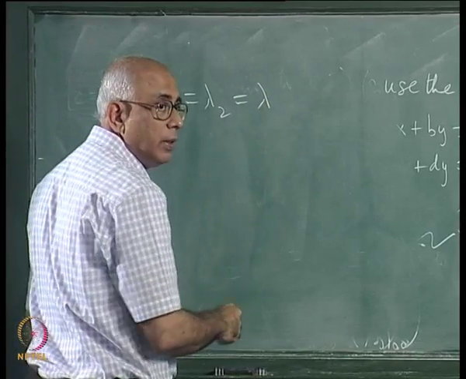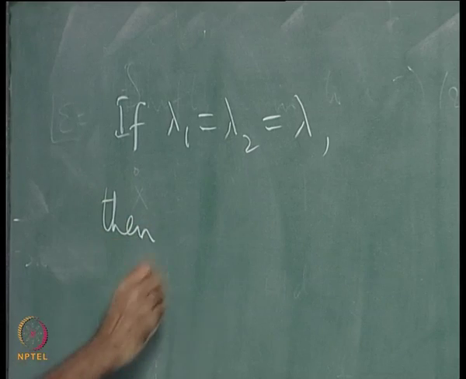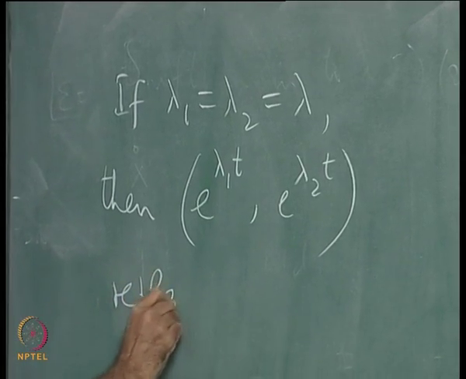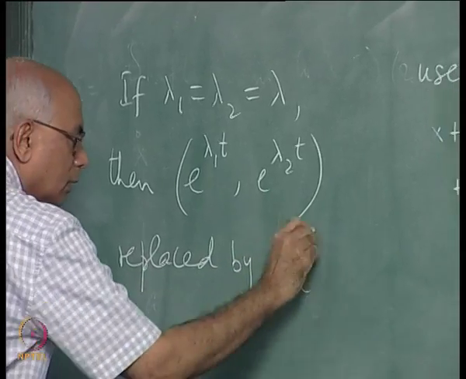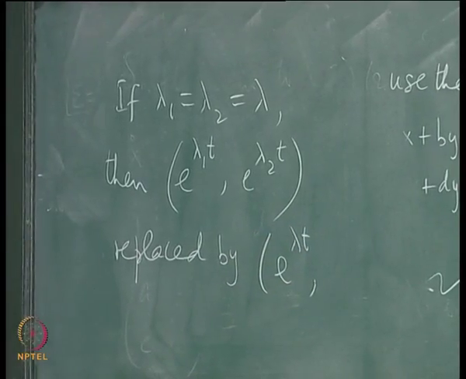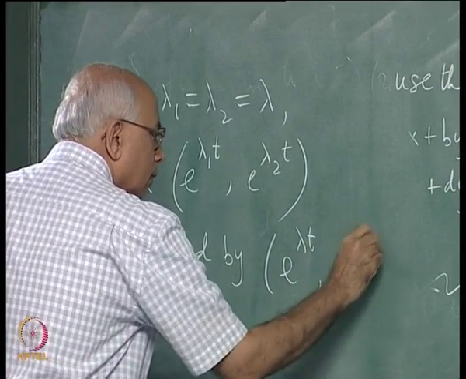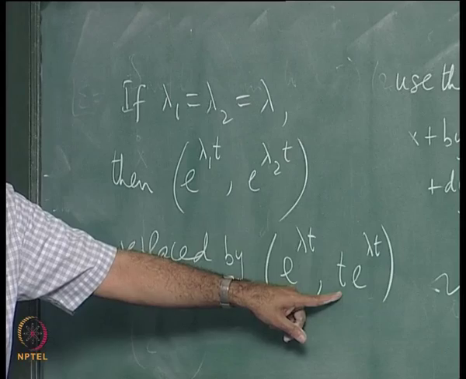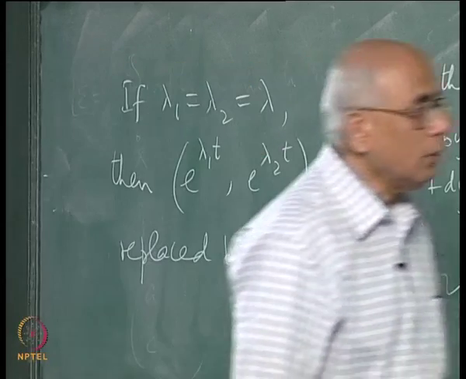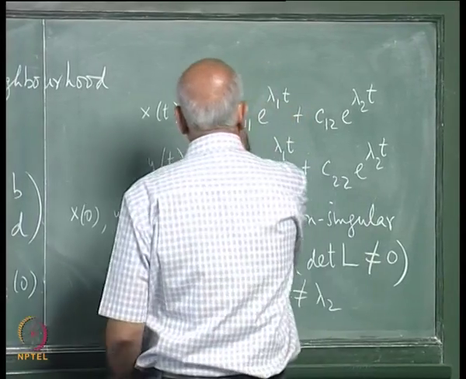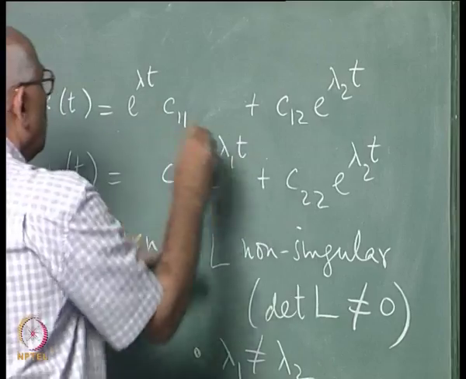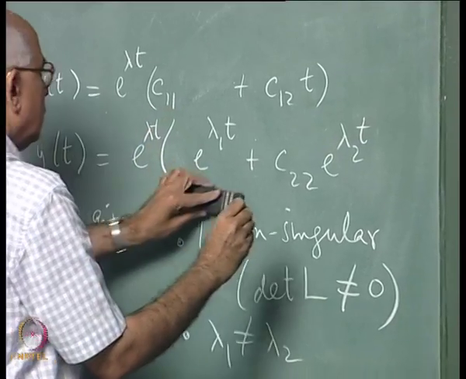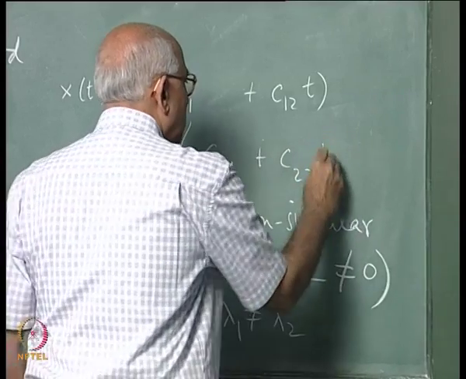No, there is no redundancy in the equations. Then e to the lambda 1 t, e to the lambda 2 t, this set is replaced by e to the lambda t, and what is the other term? T e to the lambda t. There is a secular dependence here on t and then an exponential. And therefore these equations would be modified to read something like e to the lambda t multiplied by c11 plus c12 t, and similarly e to the lambda t multiplied by c21 plus c22 t.